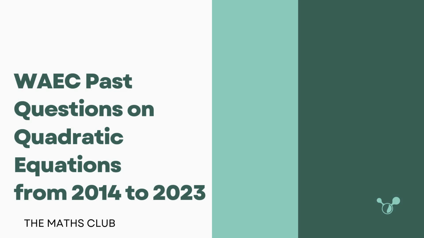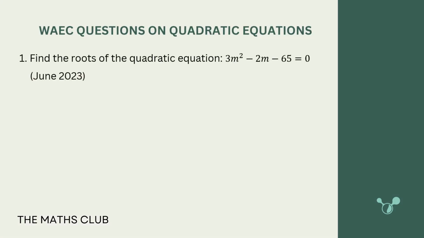We've been looking at quadratic equations in the past two videos, talked about how to solve quadratic equations and how to arrive at quadratic equations when we're given the roots. So as the usual practice, we're going to be concluding that portion with WAEC past questions on quadratic equations from 2014 to 2023. First question says that we should find the roots of the quadratic equation 3m squared minus 2m minus 65 is equal to 0.